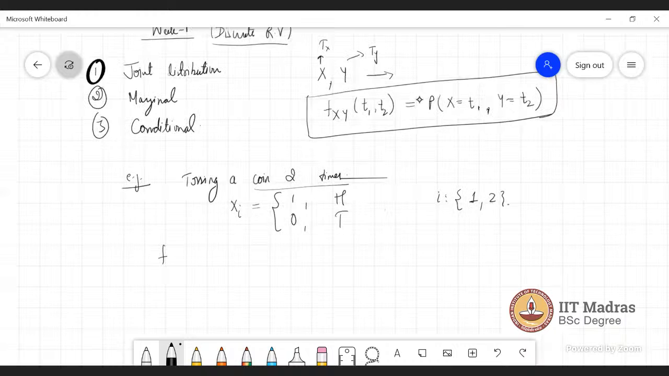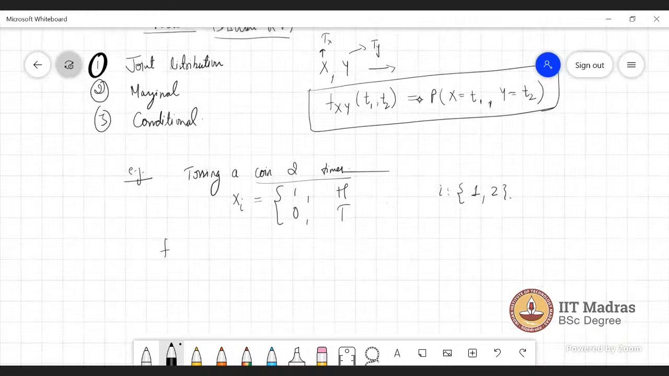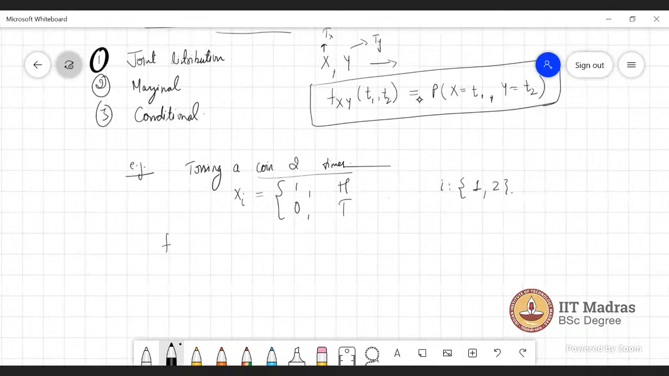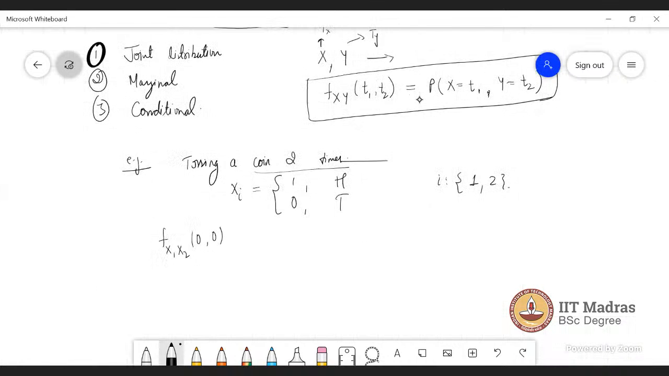If I write f_{X1X2}(0, 0), what does it mean? It means that on the first toss we have the tail, and on the second toss we have the tail. We can calculate this probability: the probability of tail is 1/2 and again 1/2. Similarly, f_{X1X2}(0, 1) means on the first toss you have a tail, and on the second toss you have a head. So this is what is meant by the joint distribution, joint PMF.